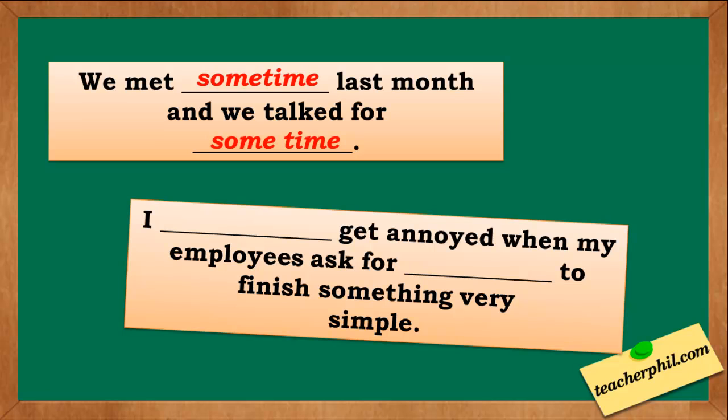The last one: I blank get annoyed when my employees ask for blank to finish something very simple. The correct answers are sometimes and some time. I sometimes get annoyed when my employees ask for some time to finish something very simple. Sometimes in the first blank means occasionally, while some in the second answer is an adjective which means an amount of time. Did you get them right?